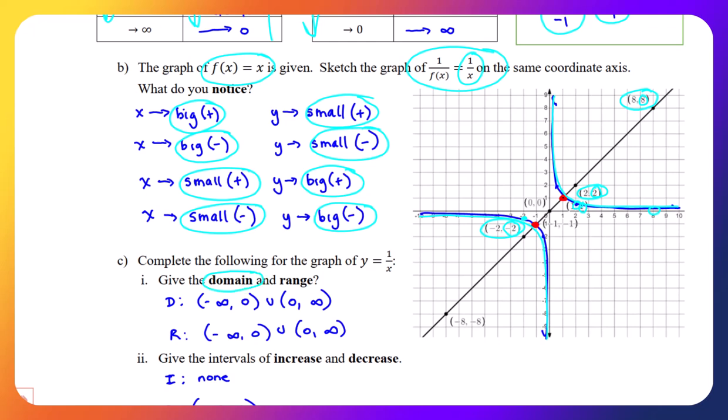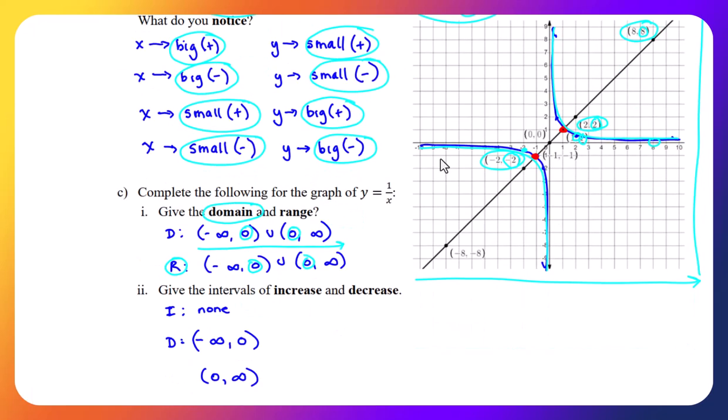So we want to give the domain. So going left to right, what are the possible x values? And so we go from negative infinity to infinity, but we can't plot 0 because 1 over 0 is undefined. The same is true for the range from bottom to top, and again skips over the 0 for the range.